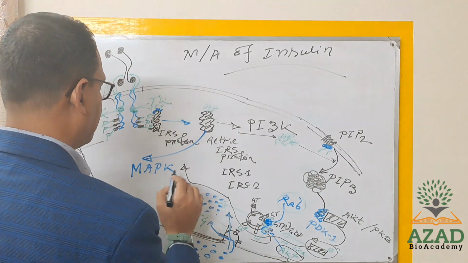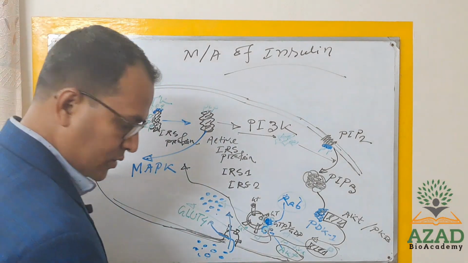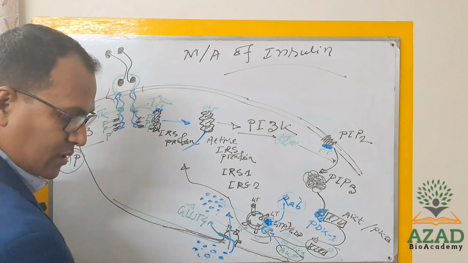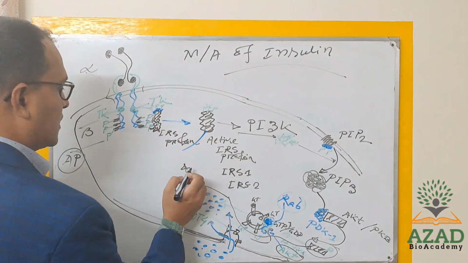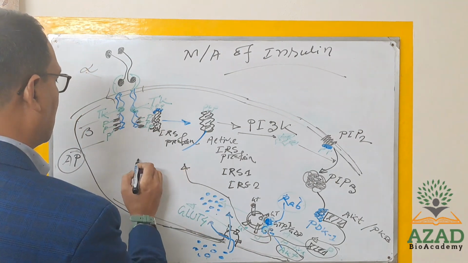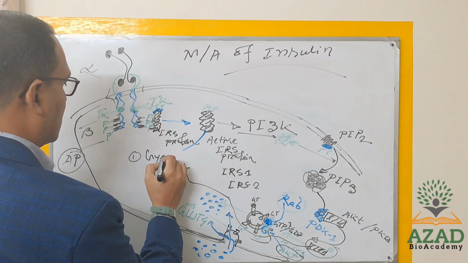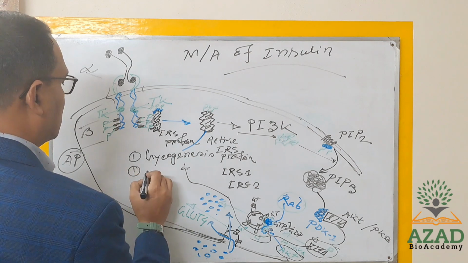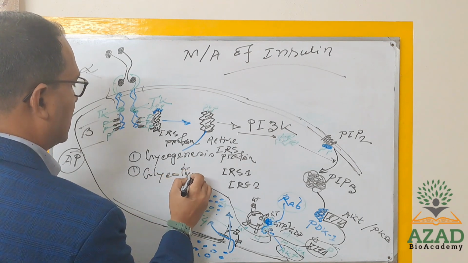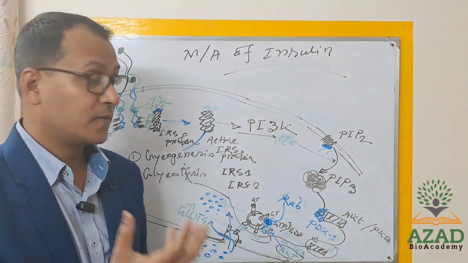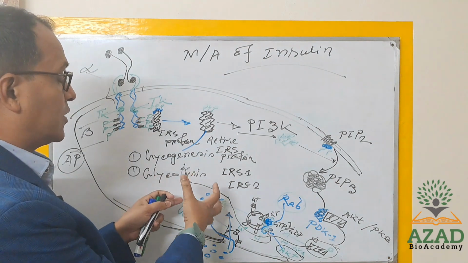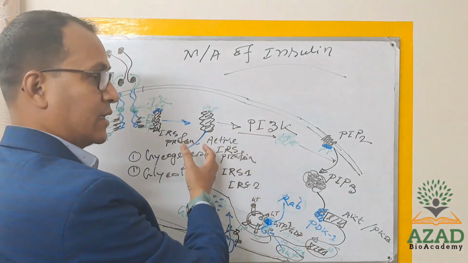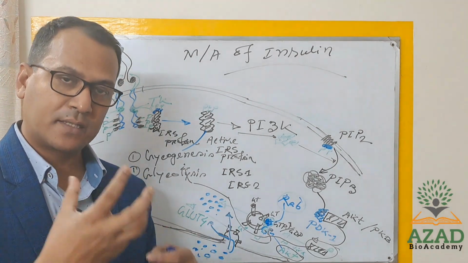AKT will increase the utilization. As we do not discuss the MAP kinase pathway, I will just omit it. AKT will also increase the utilization. How? It will increase glycogenesis and it will increase the process of glycolysis. How will it increase glycogenesis? That means glucose will make glycogen inside the cell, and the demand of glucose will increase, and through this process glucose will enter. And glycolysis means the metabolism, a breakdown of glucose.